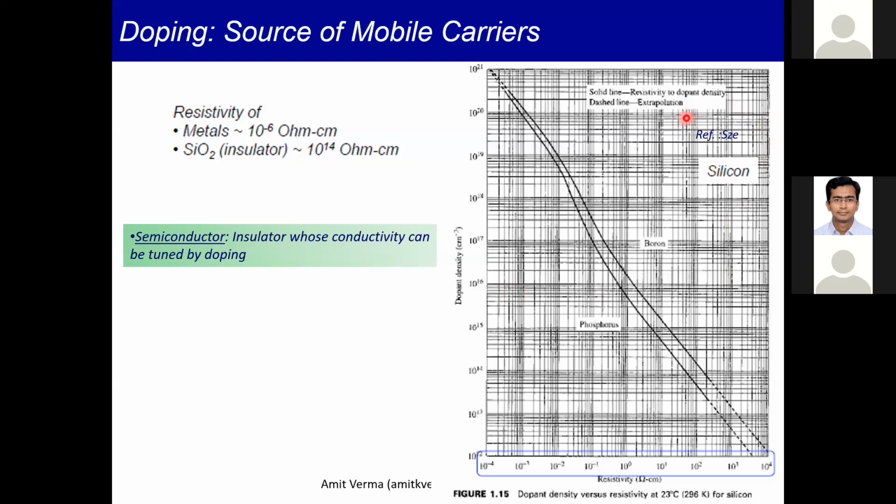For example, here it is shown that the silicon doping density can be varied all the way from 10 to the power 21 to somewhere around 10 to the power 12 or so. Just by changing the doping concentrations, and similarly, you can change its resistivity also.